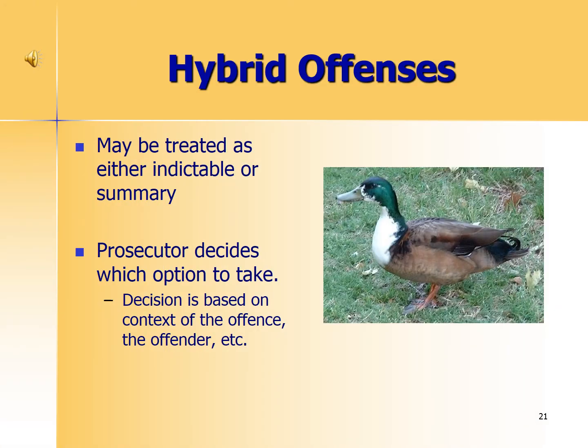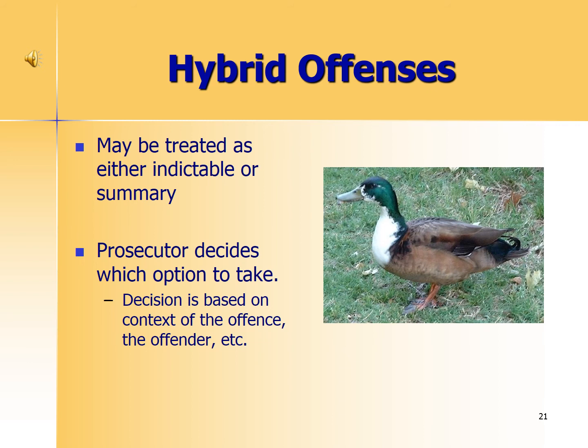Now, in addition to summary and indictable offenses, the criminal code also has what's called hybrid offenses. And these are certain offenses that can be treated as either an indictable or summary offense based on the option that the prosecutor wants to pursue. And again, it's really up to the discretion of the prosecutor to decide, based on the context of the offense, whether they should proceed to prosecute the offense as an indictable or summary offense.